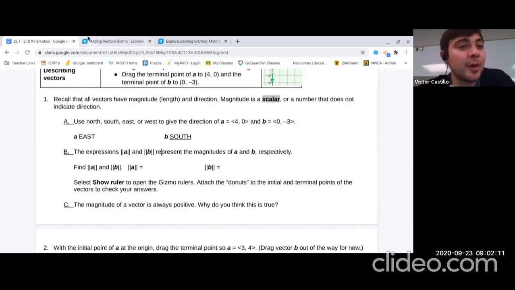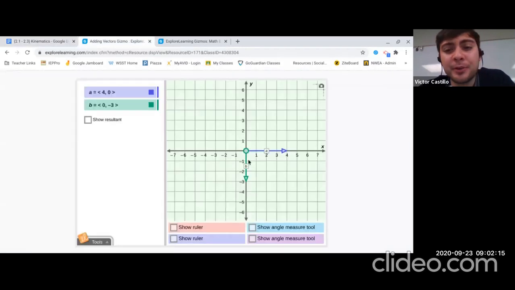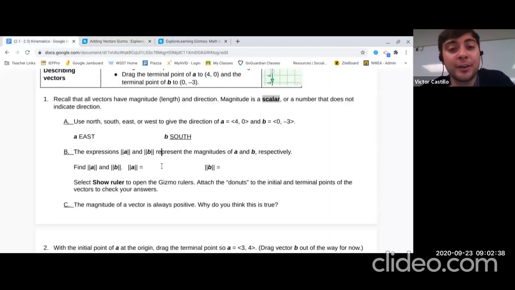I don't see a lot of people answering on B. But if you look right here, oh, actually I have 2 people answering. Yes, some people put 4 and some people put 3. So if you look right here, the coordinates of A is 4 and 0. So what you have to do is add them together. So 4 plus 0 equals what? Equals 4. So the magnitude of A is 4. Good job. Shout out to Zariah on that one. Good job, Zariah.